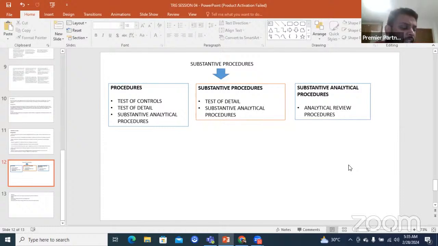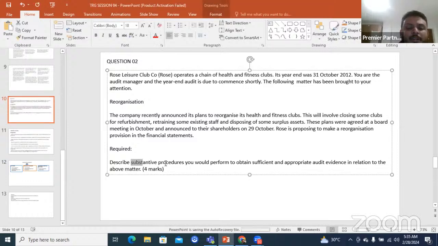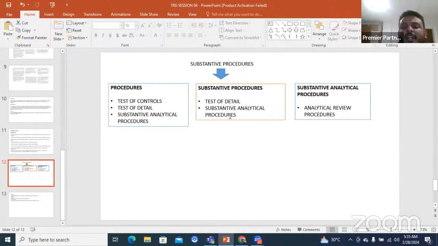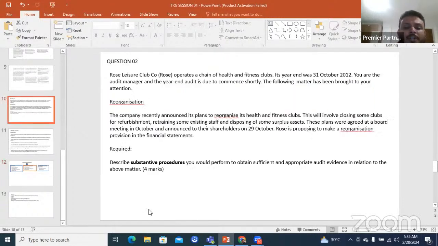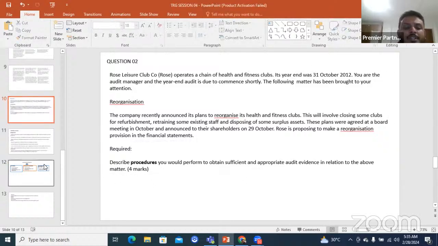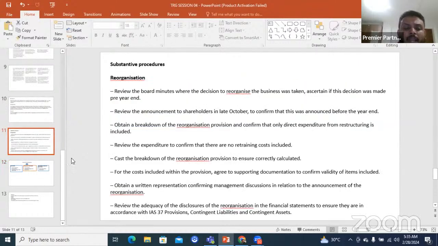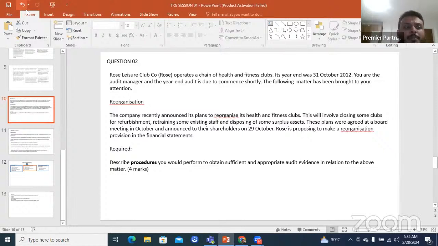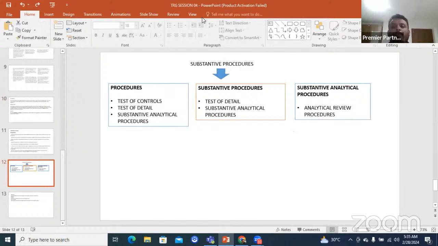Sometimes they might ask you to write procedures, or substantive procedures, or substantive analytical procedures. Based on that, you can write the answer. For example, here see, what verb did they give? Substantive procedures. So if the verb is substantive procedures, you can write test of detail and substantive analytical procedures. For the same question, if they gave only the word procedures, describe procedures, then you can write these three. So it's very important that you understand the verbs. Copy this first.